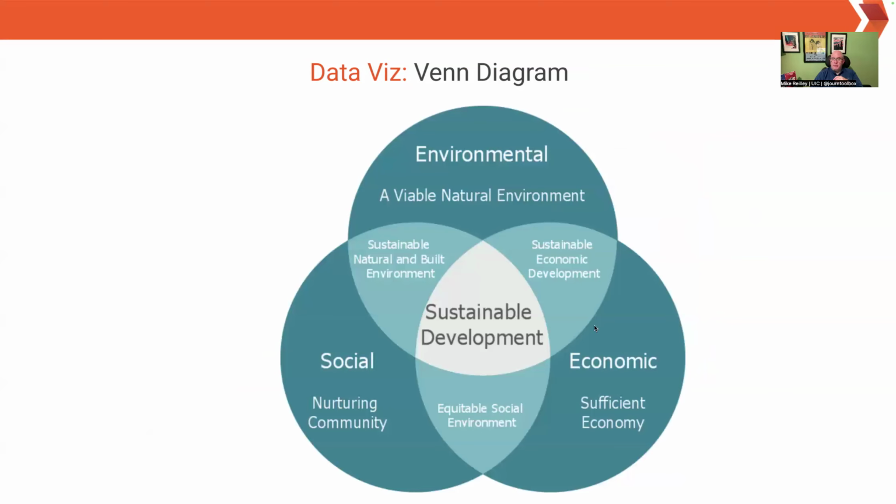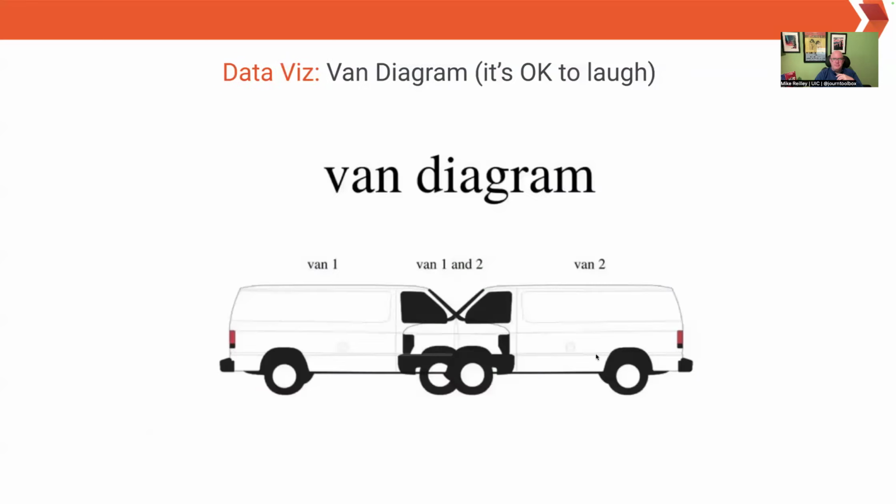More relational, better at showing relations than anything else, relationships. Environmental, social, economic, sustainable development when you have all three, but these others are sustainable, but missing some of the key elements of having full sustainable development. So it just shows relationships, okay?